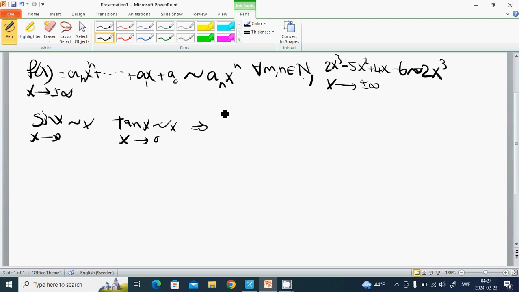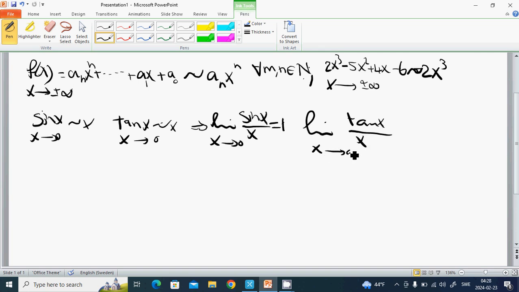Then the limit of sin x divided by x, when x goes to 0, is equal to 1, and the limit of tan x divided by x, when x goes to 0, is also 1.